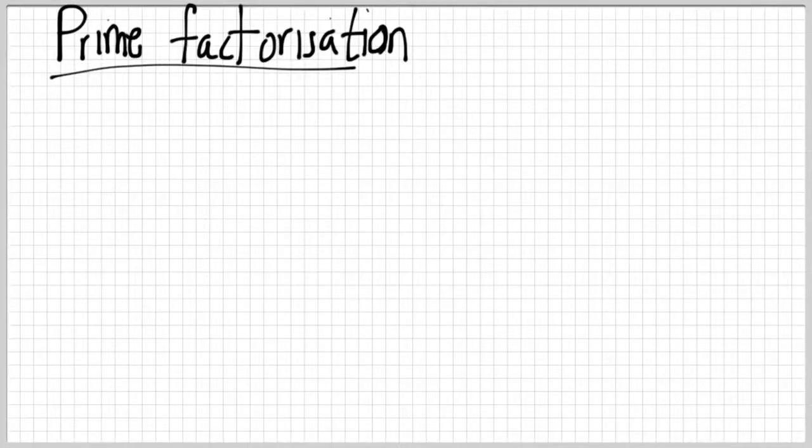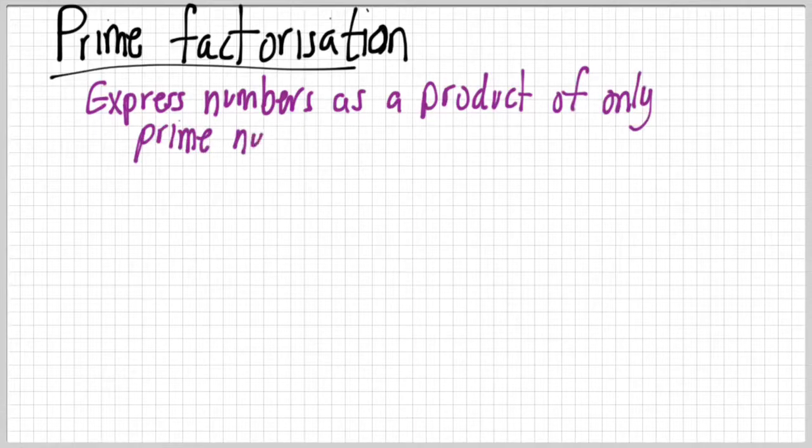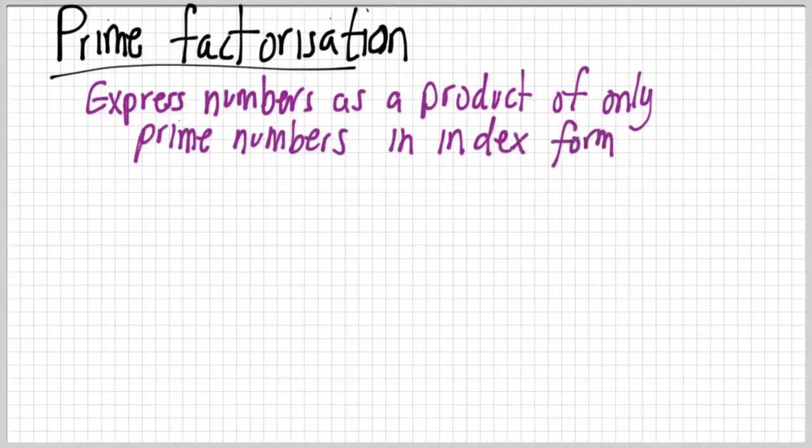Hello there, Mr. Thompson here with a video math lesson on prime factorization, which is a pretty fancy way of just saying expressing numbers, or writing numbers, as a product of only prime numbers in index form. Okay, so we're taking numbers, rewriting them as only prime numbers, and using index form. So what the heck does that mean? Well, let's just look at an example, and it's pretty easy to see and pretty easy to do.